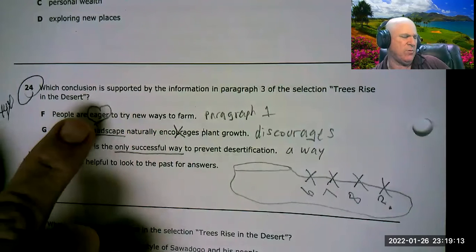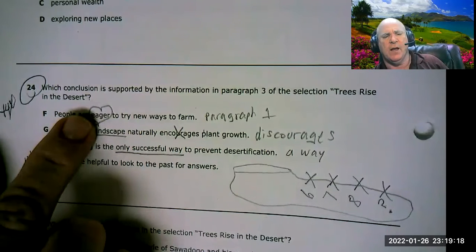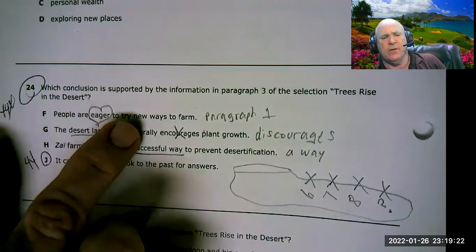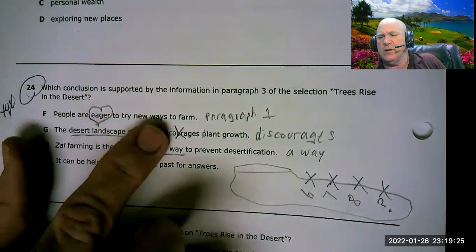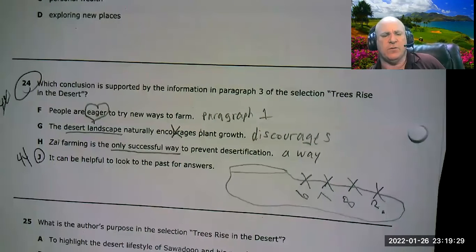In paragraph 3, the only person that was eager to try a way to farm was the fancy dude. What was his name? Let me look at it. Sawadogo. And he was trying an old way to farm. So I would eliminate letter choice F, because nothing was about that.